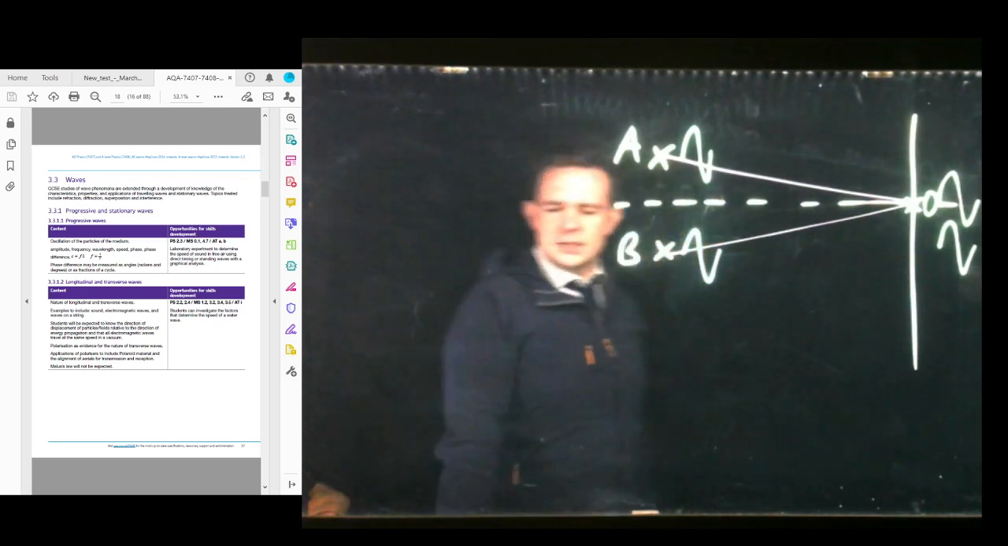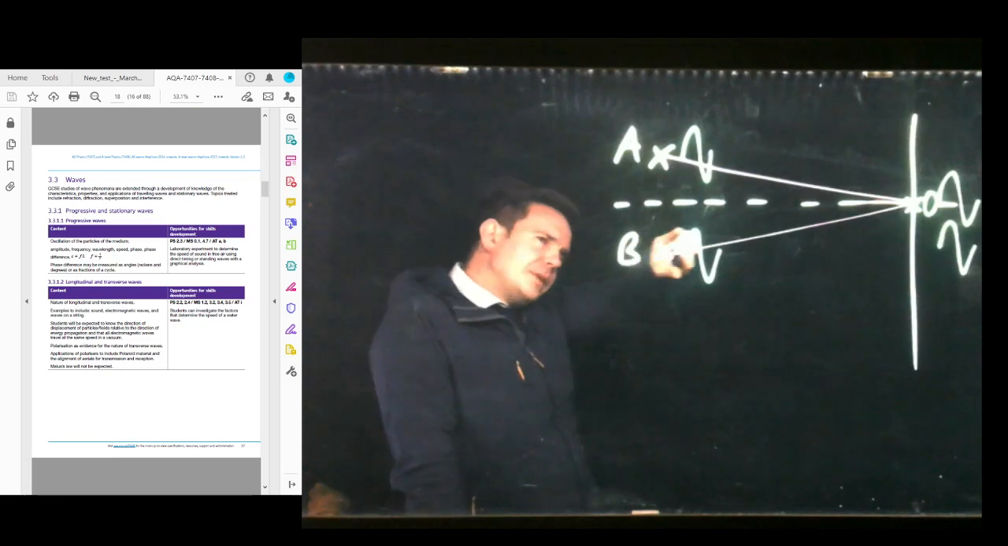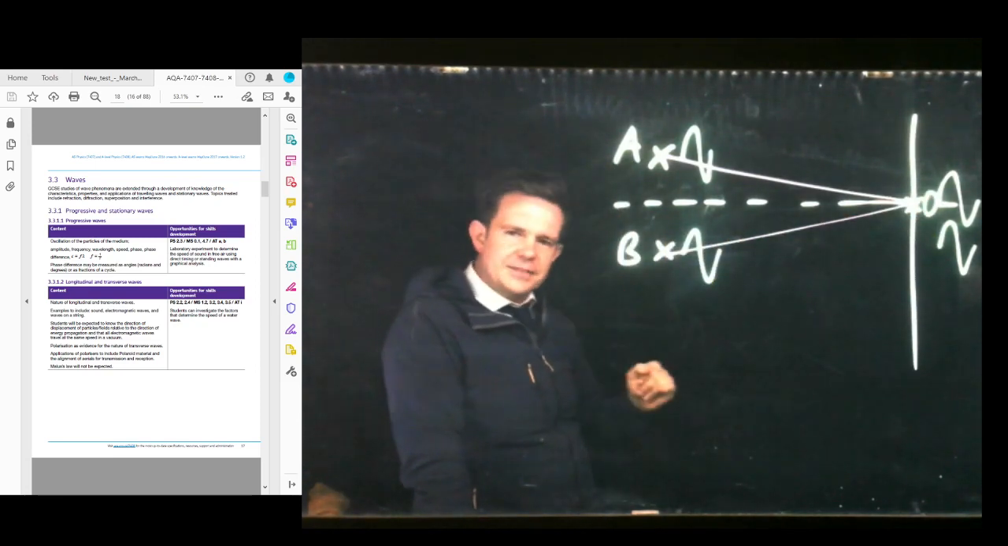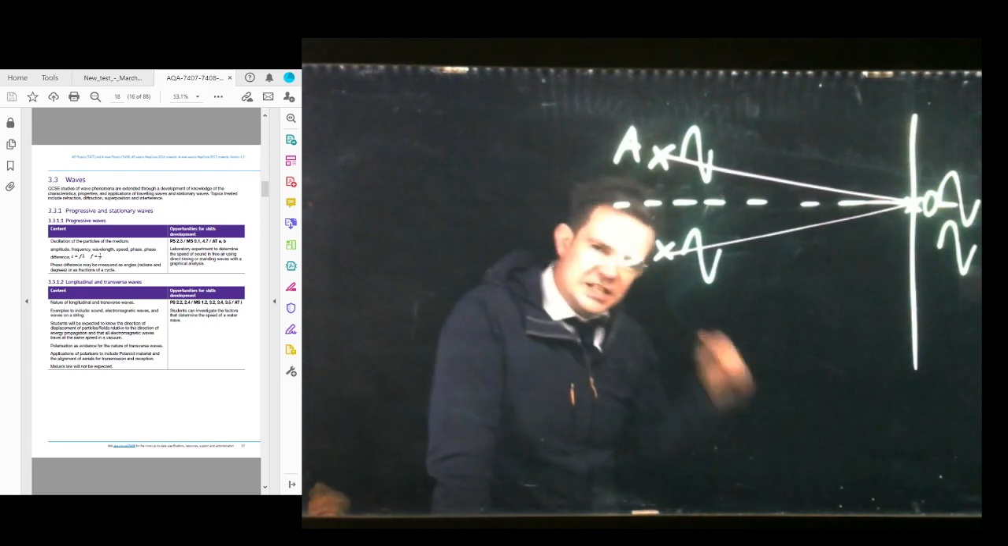Now I'd like you to think to yourself, what happens as I move up the screen or move away from the centre? What's going to happen to the path difference? What's going to happen to what we see on the screen?